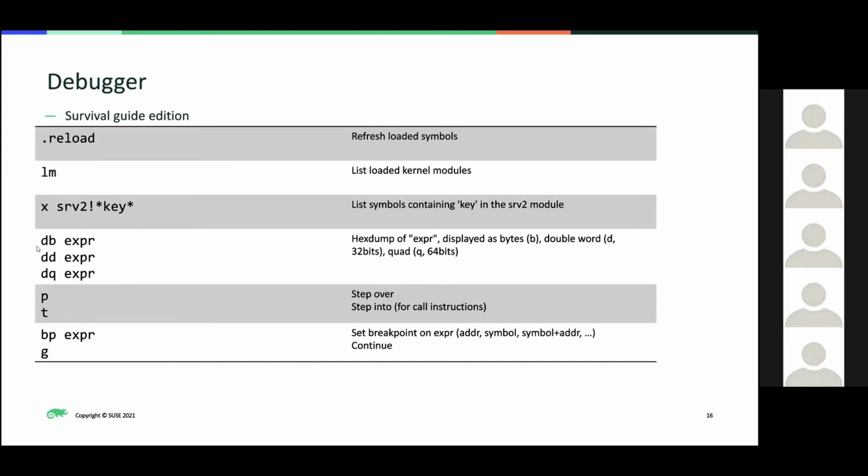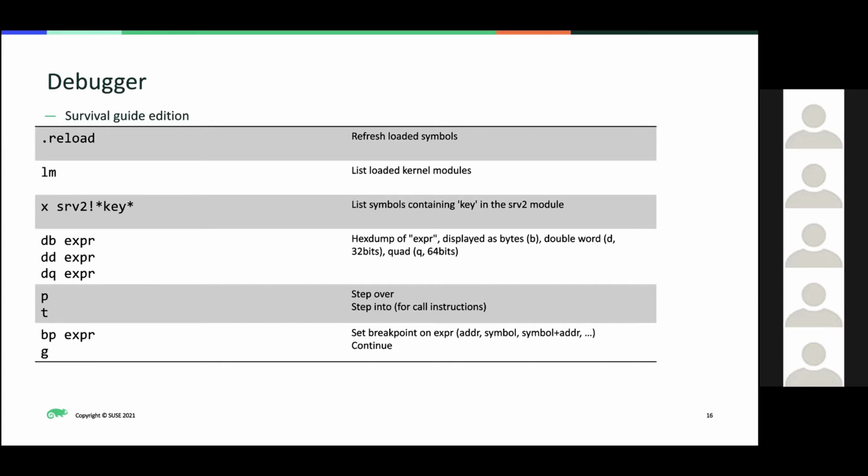Then you have the dump commands. All the dump commands start with a d for dump, and then there's a suffix corresponding to how you want to display the dump: b for bytes, d for double words, which is 4 bytes, q for quad words, which is 8 bytes. If you use a little endian machine, displaying bytes versus doubles or quads will rearrange the bytes, which is why it's useful to have those commands.